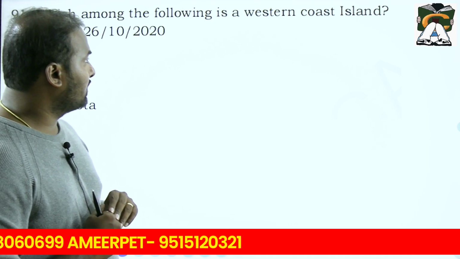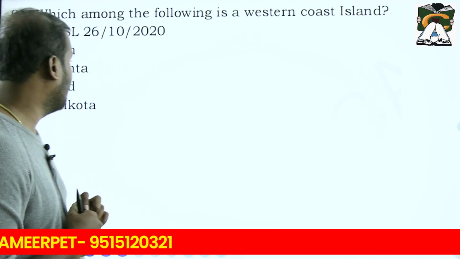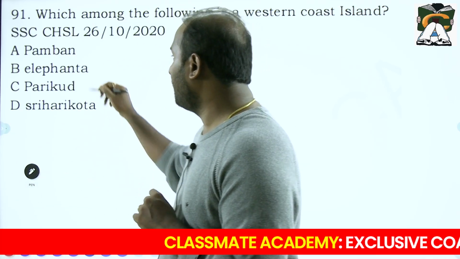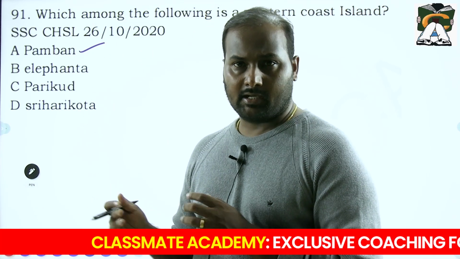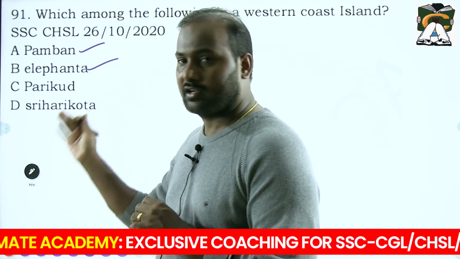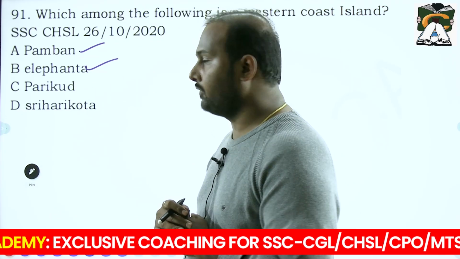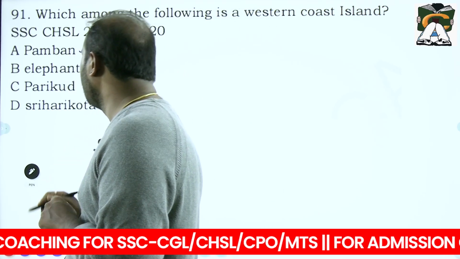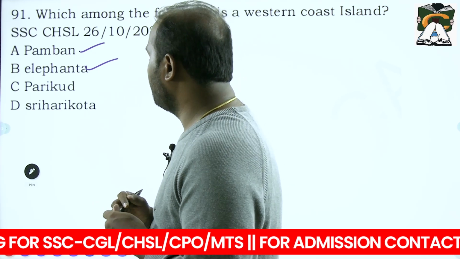Which among the following is a western coast island? So they are asking the coast, western coast. For example, you see Pamban Island. Again, these islands present between India and Sri Lanka. Elephanta, yeah, this is the answer. It is the coast of Mumbai, west coast of Mumbai. You can see Elephanta Island, which is very famous for caves. Other one is Parikud. Other one is Sriharikota.